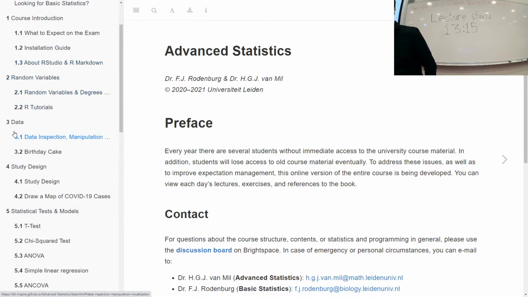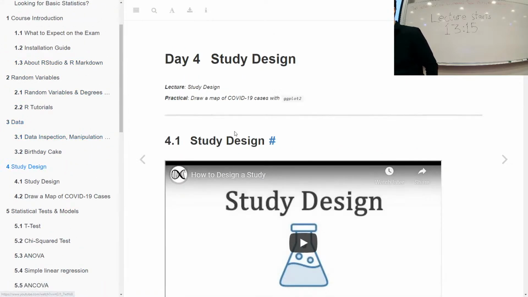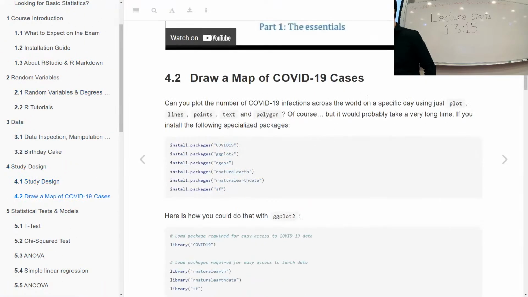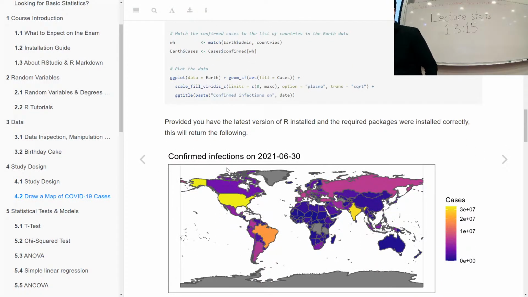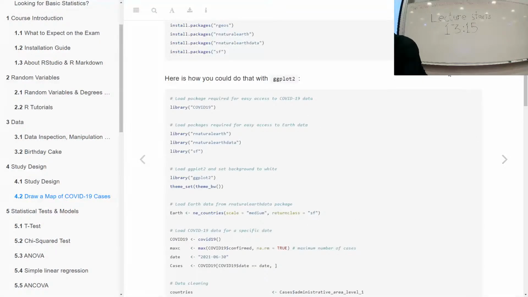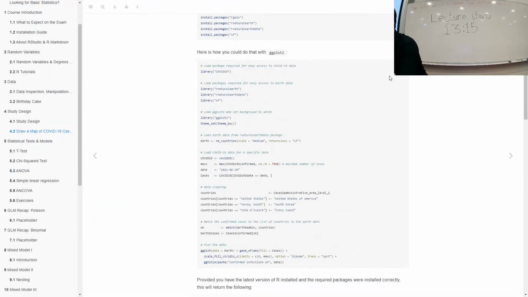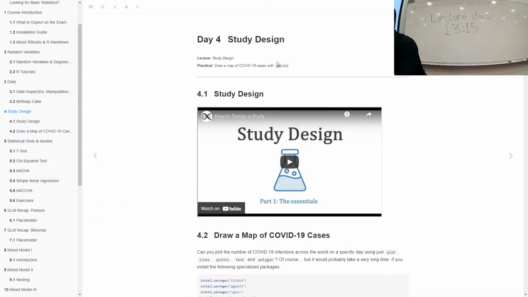For example, over here, there's the lecture on study design. The practical is we're going to draw a map of coronavirus cases. And you can already see it. If you want to have a look beforehand, you can do it. If you want to look at it 1 year later, you can do that. That's the idea. And everyone who doesn't have access to Brightspace surely has access to internet, I hope, and they can go to this page. So that's why we're doing this.